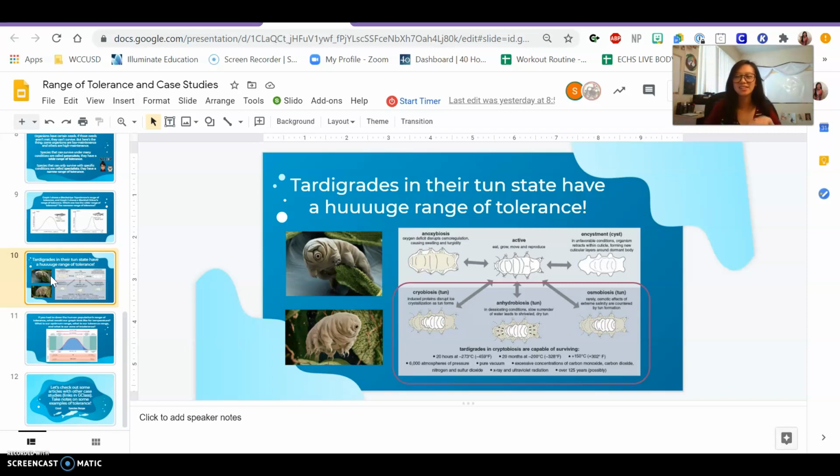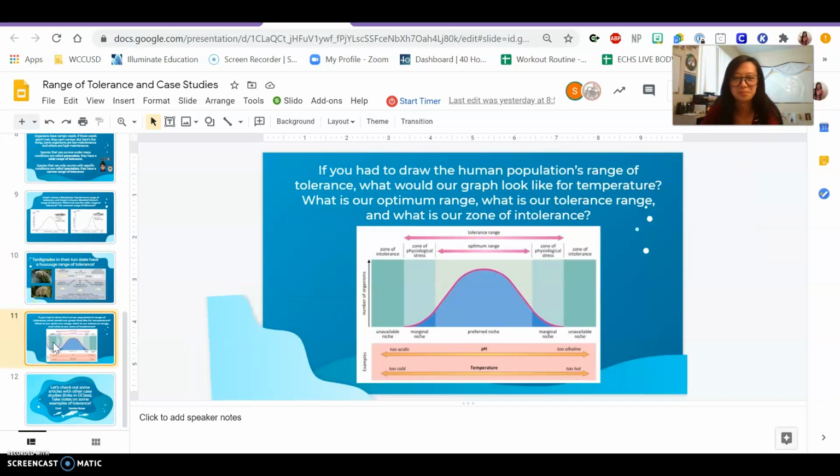Then we talked about tardigrades, aka water bears, who are super cool. If they're in their tun state, they have a huge range in which they can live in terms of temperature, pressure, amount of different types of gases, all of that. So super cool, highly recommend that you check it out.